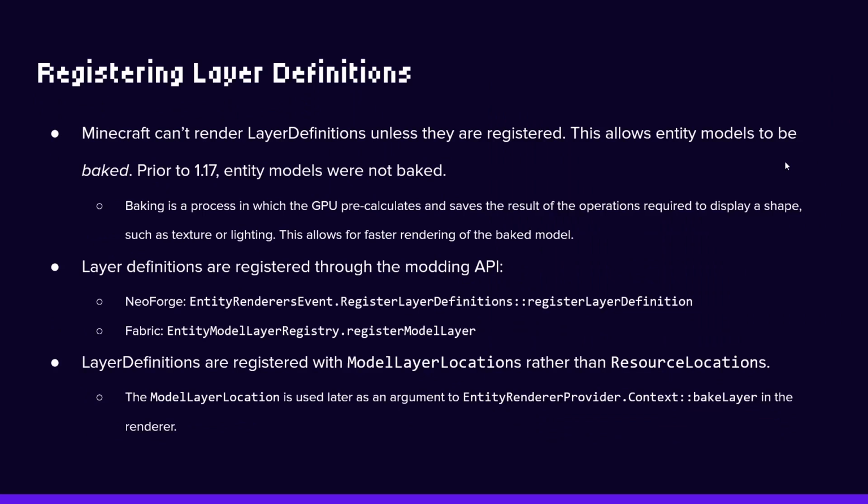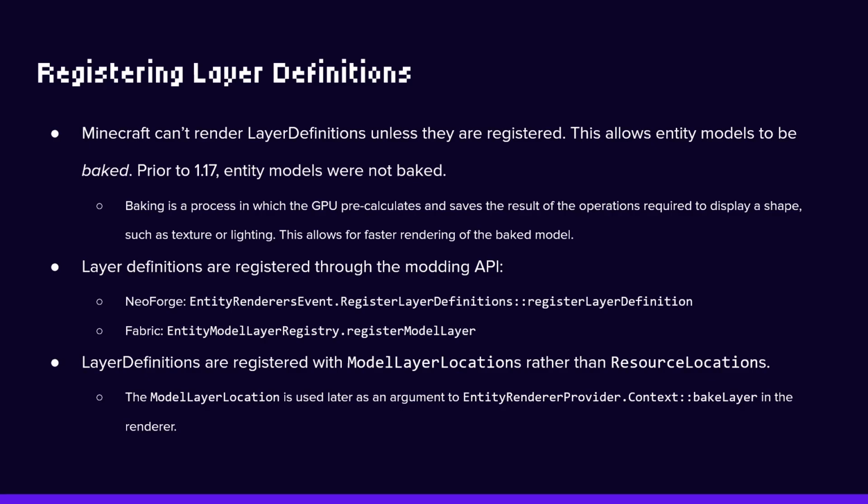So in terms of actually registering a layer definition, you do have to register them. Crazy, I know, but that's because they're pre-computed, they're baked. Baking is a process in which the GPU pre-calculates the lighting and display operations to make a model show in the world. So it makes it basically faster at the cost of upfront computation.